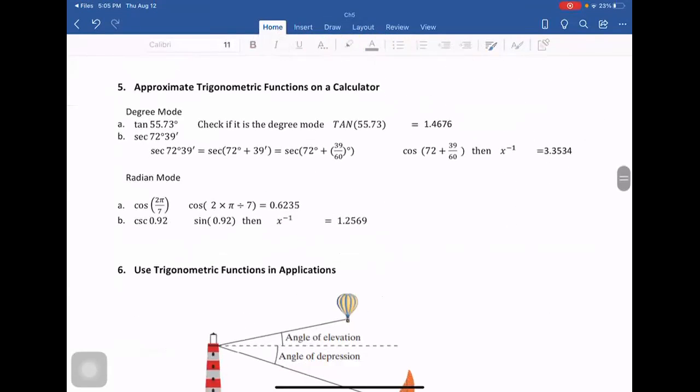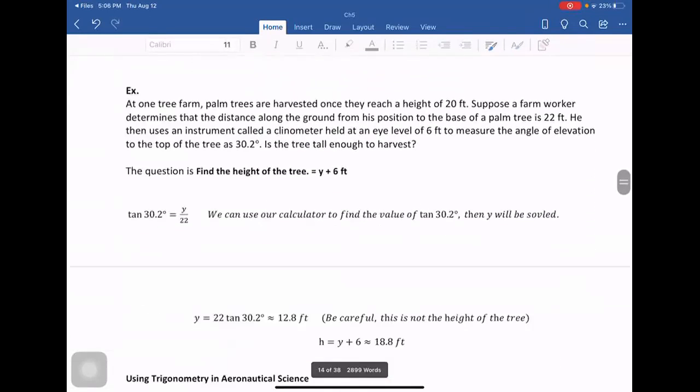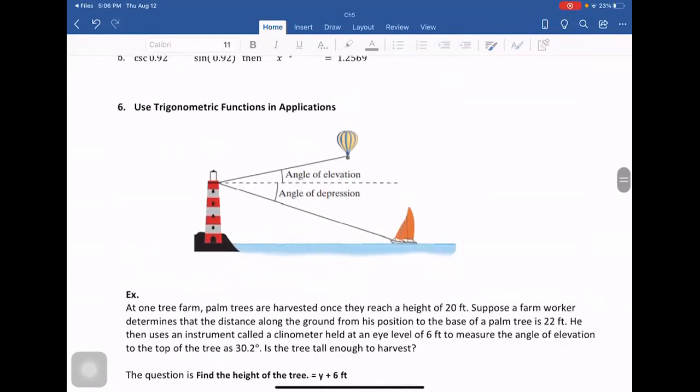Okay, let's move on to the next part. Approximate the trigonometric functions on a calculator. Because my iPad doesn't have the calculator, I will use my laptop to record the video, and that video will be separate from this one. So if you want to know how to use the calculator, the TI-84, to put the data in, watch another video.